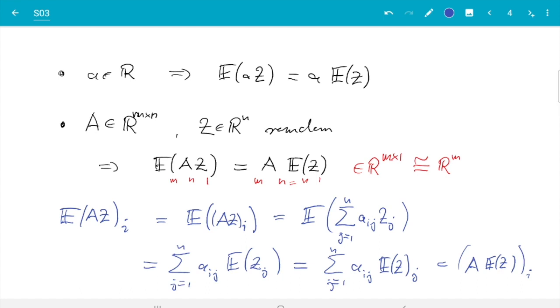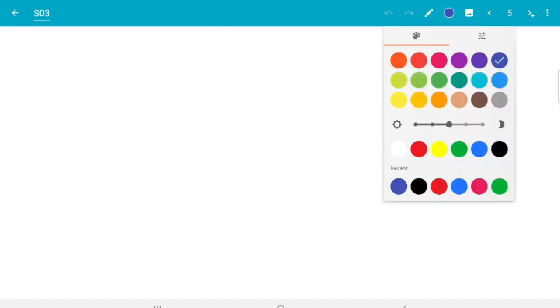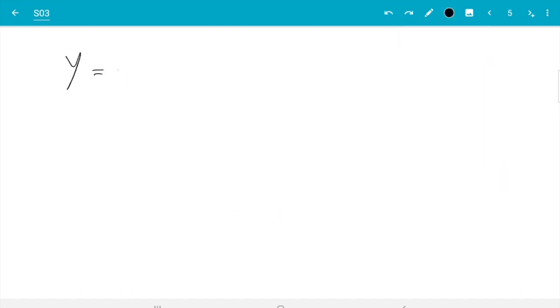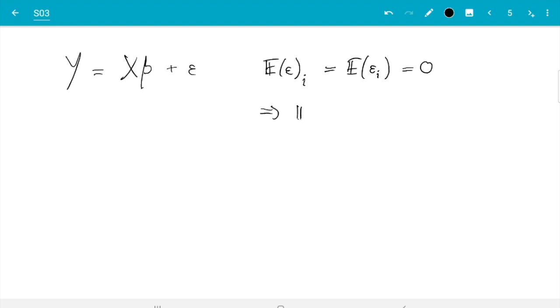Good, these are the rules. So let us just try these out. In our model, we have y = Xβ + ε, and first, the expectation of ε, ith component, is the expectation of ε_i, which by assumption was zero. And from that, we conclude the expectation of ε is the zero vector, 0, 0, 0, so that's n zeros. Similarly for y, so we can use at least some of the rules.